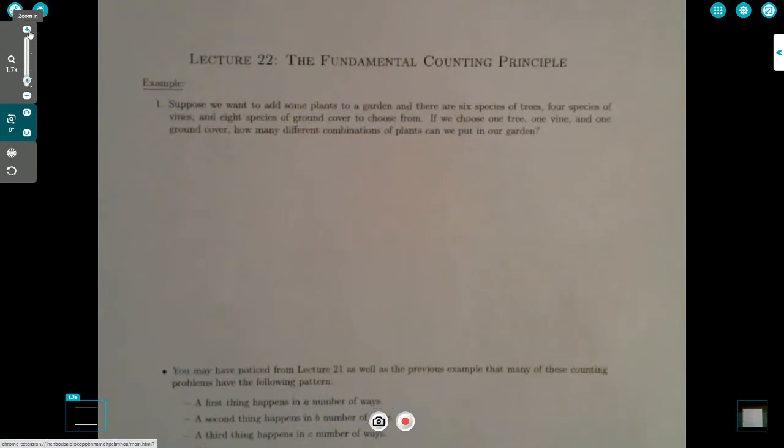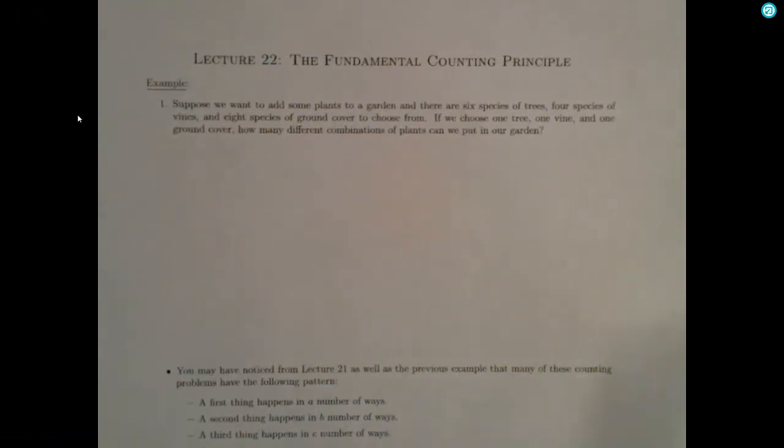Let me zoom in a little. Let's look at this example. It says, suppose we want to add some plants to a garden, and there are 6 species of trees, 4 species of vines, and 8 species of ground cover to choose from. If we choose 1 tree, 1 vine, and 1 ground cover, how many different combinations of plants can we put in our garden?